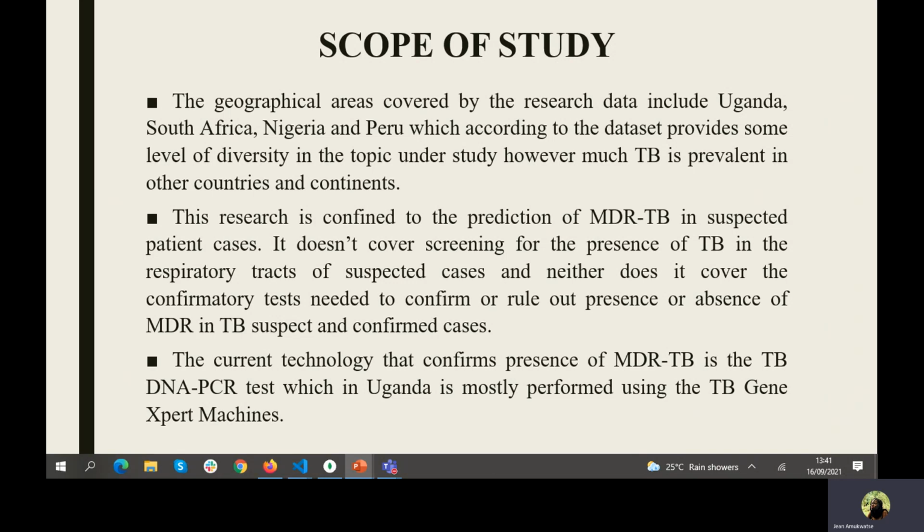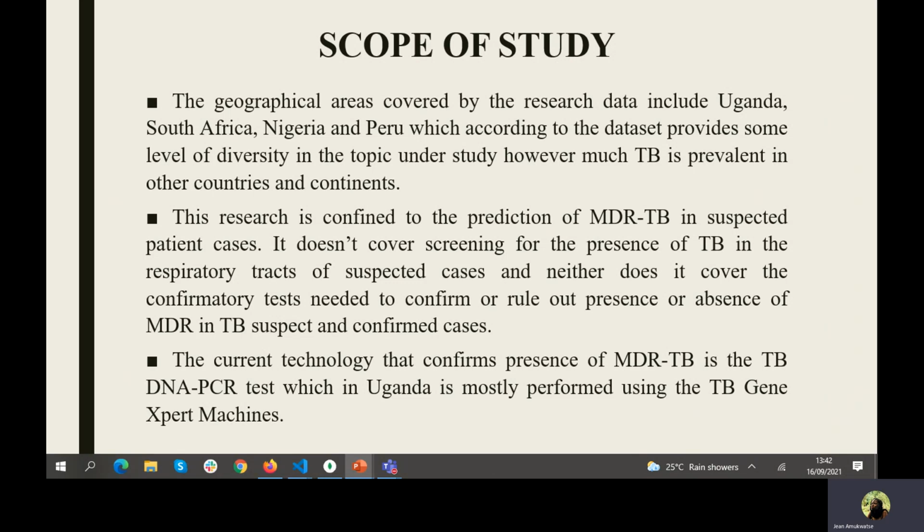So our research is only confined to the prediction of MDR TB in suspected patient cases, and it does not cover screening for the presence of TB in the respiratory tracts of suspected cases, and neither does it cover the confirmatory tests needed to confirm or rule out the presence or absence of multi-drug resistance in TB suspect and confirmed cases. The current technology that confirms the presence of MDR TB is a TB DNA PCR test, which in Uganda is mostly performed using the TB GeneXpert machines.